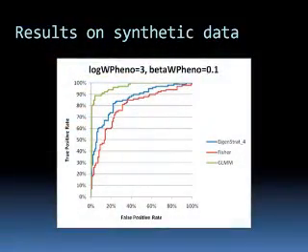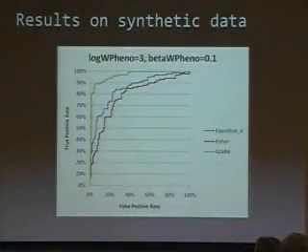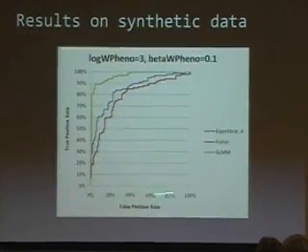When you do that, here's what we get. This is an ROC curve. Sorry, Jonathan used sensitivity and specificity. I'm using true positive rate versus false positive rate.